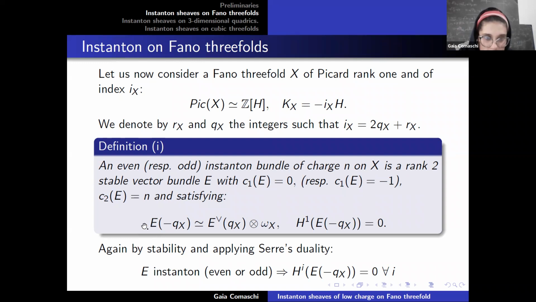So we have these, let's say, symmetry properties. And then we have again the condition of the vanishing of the cohomology of a twist of the sheaf. So this is what on P3 was -2, so half of the canonical. Similarly to what happens in P3, we can prove that the stability and the self-duality implies that for any instanton, either even or odd, we have indeed the vanishing of all the cohomology groups of the twist of E by -q_X.